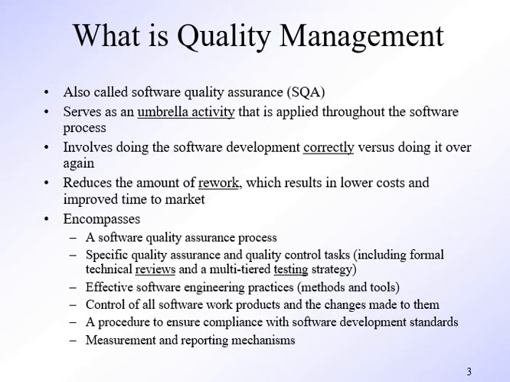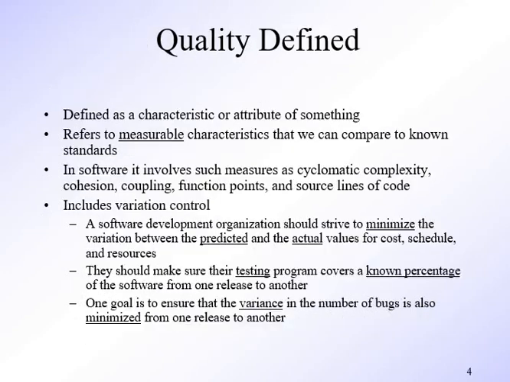This encompasses software quality assurance processes, specification of quality assurance and quality control tasks, effective software engineering practices, control of all software work products, a procedure to ensure compliance with software development standards, and a measurement and reporting mechanism. These are all things we will see in detail now, right?